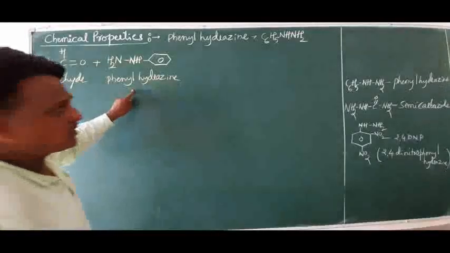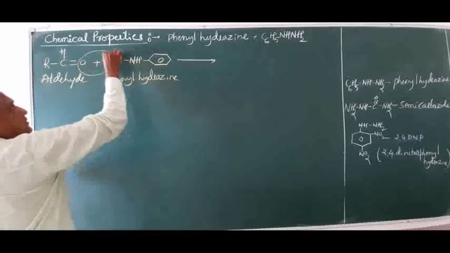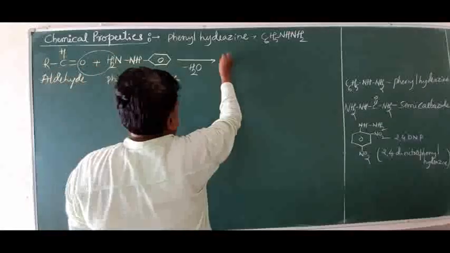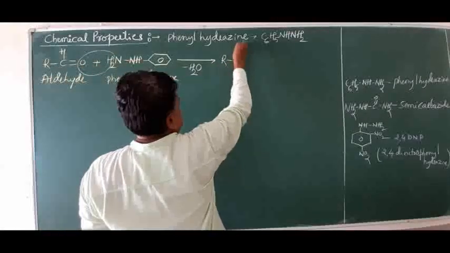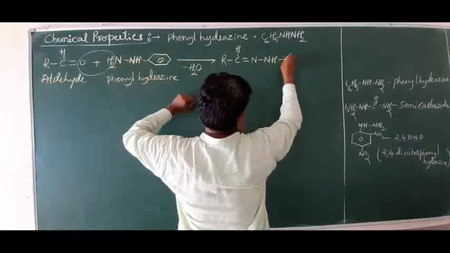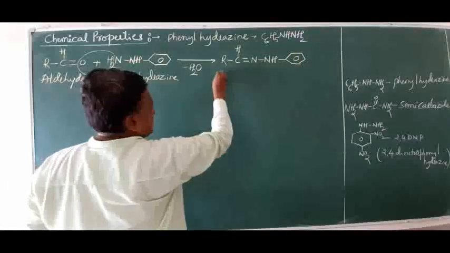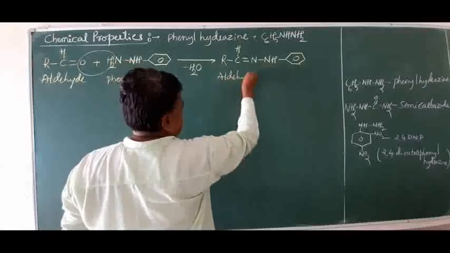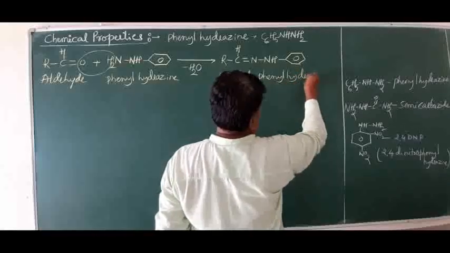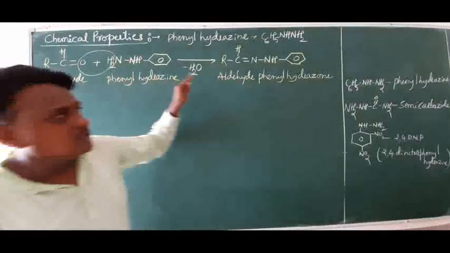When an aldehyde reacts with phenylhydrazine, condensation takes place with the loss of water. The final product is RCH=N-NH-C6H5, with a double bond. The name of this compound is aldehyde phenylhydrazone.